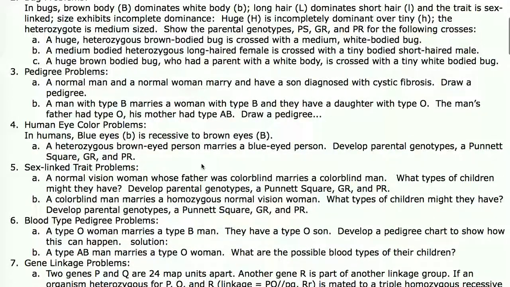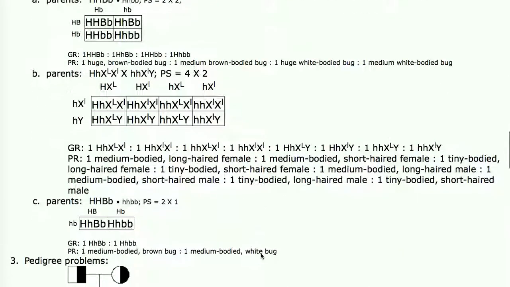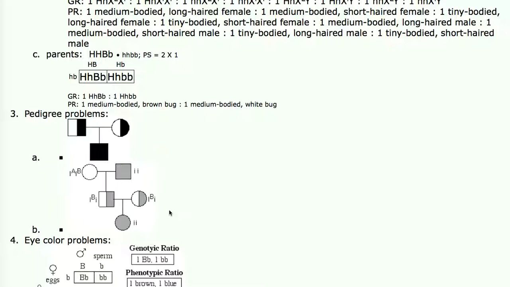Okay. Next problem. A man with type B marries a woman with type B, and they have a daughter with O. The man's father had O, and the mother had type AB. Draw a pedigree. Okay. So here's the man, here's his wife, and here's the child. And then we tell you that this man had a dad who was O and a mom who was AB. So mom doesn't get any shading because her two genes are dominant. She's capital I superscript A, capital I superscript B. The father, or I could say the grandfather of this child, is little i because he's type O.